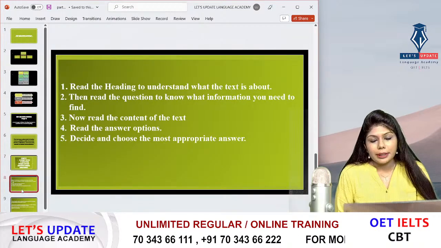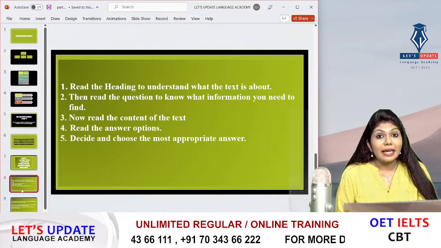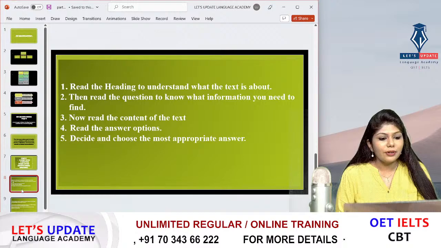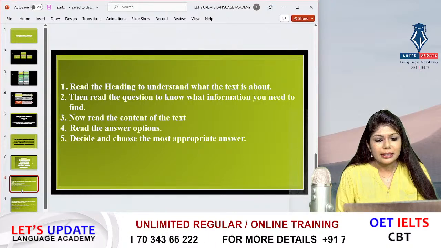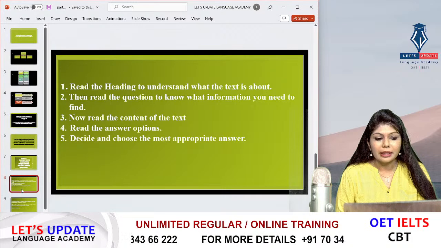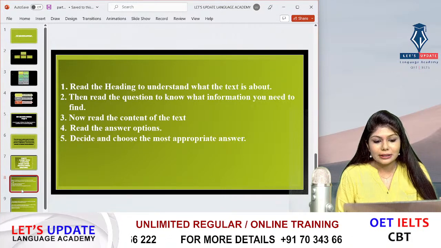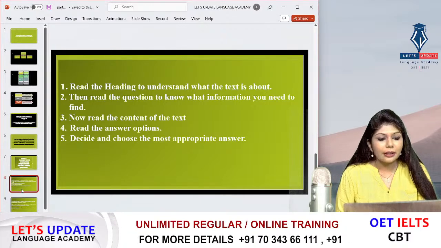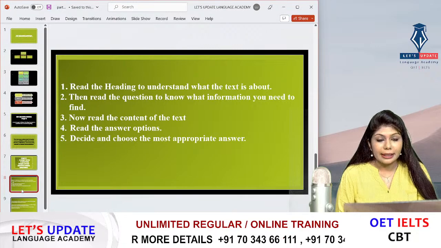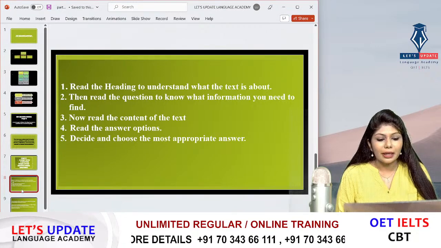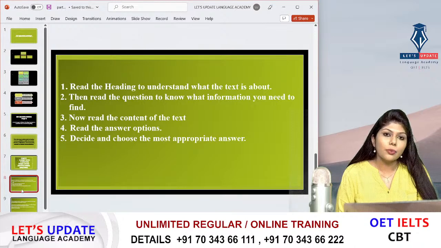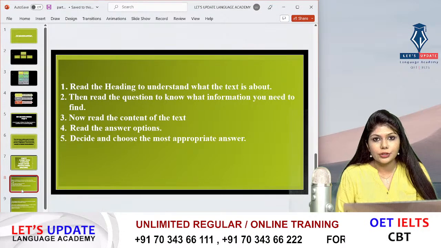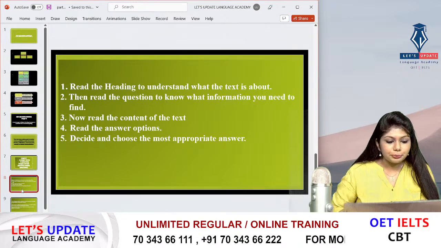Now let's look at the approach to crack part B. What do you need to do first? Read the heading to understand what the text is about. Then read the question to know what information you need to find. Next, read the content of the text. Next, read the answer options. And then decide and choose the most appropriate answer. That is the approach to crack part B.